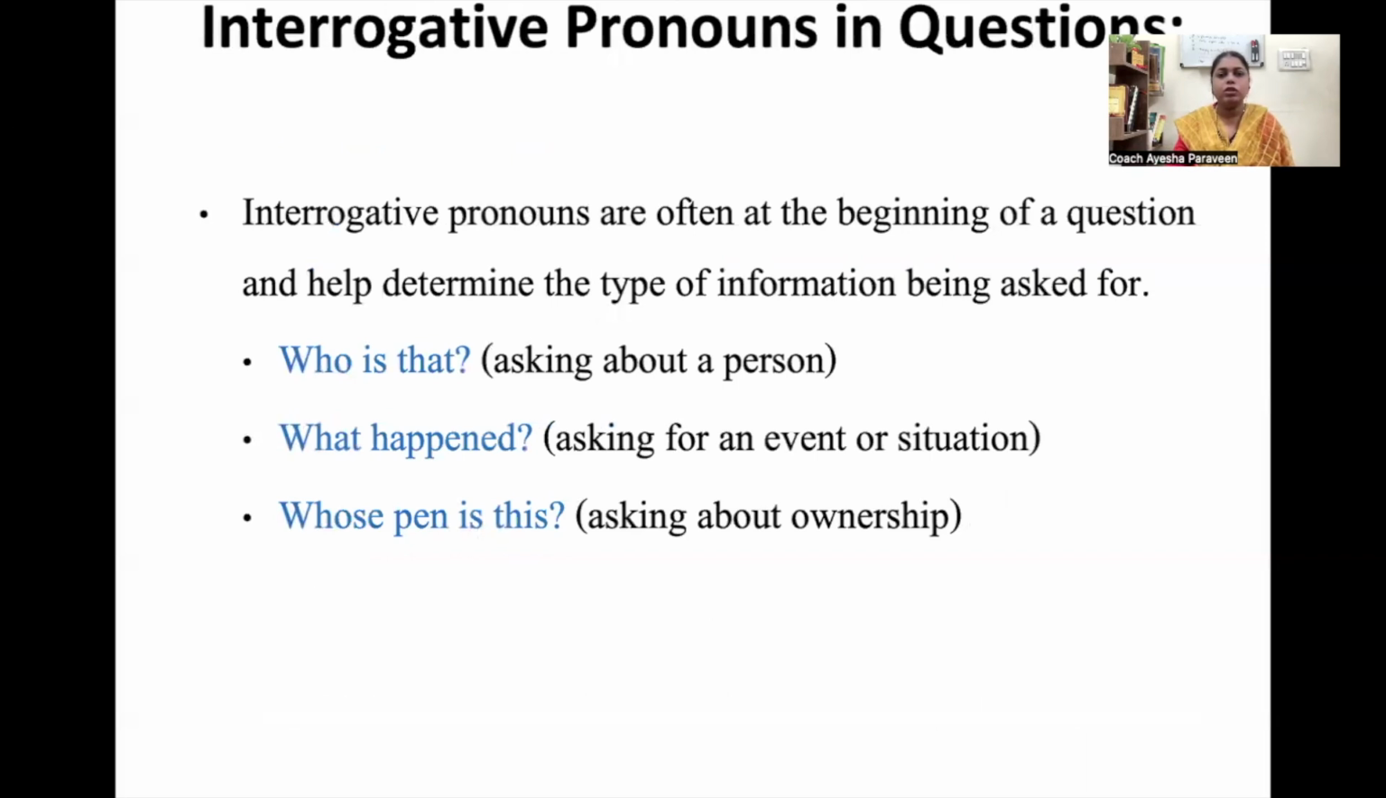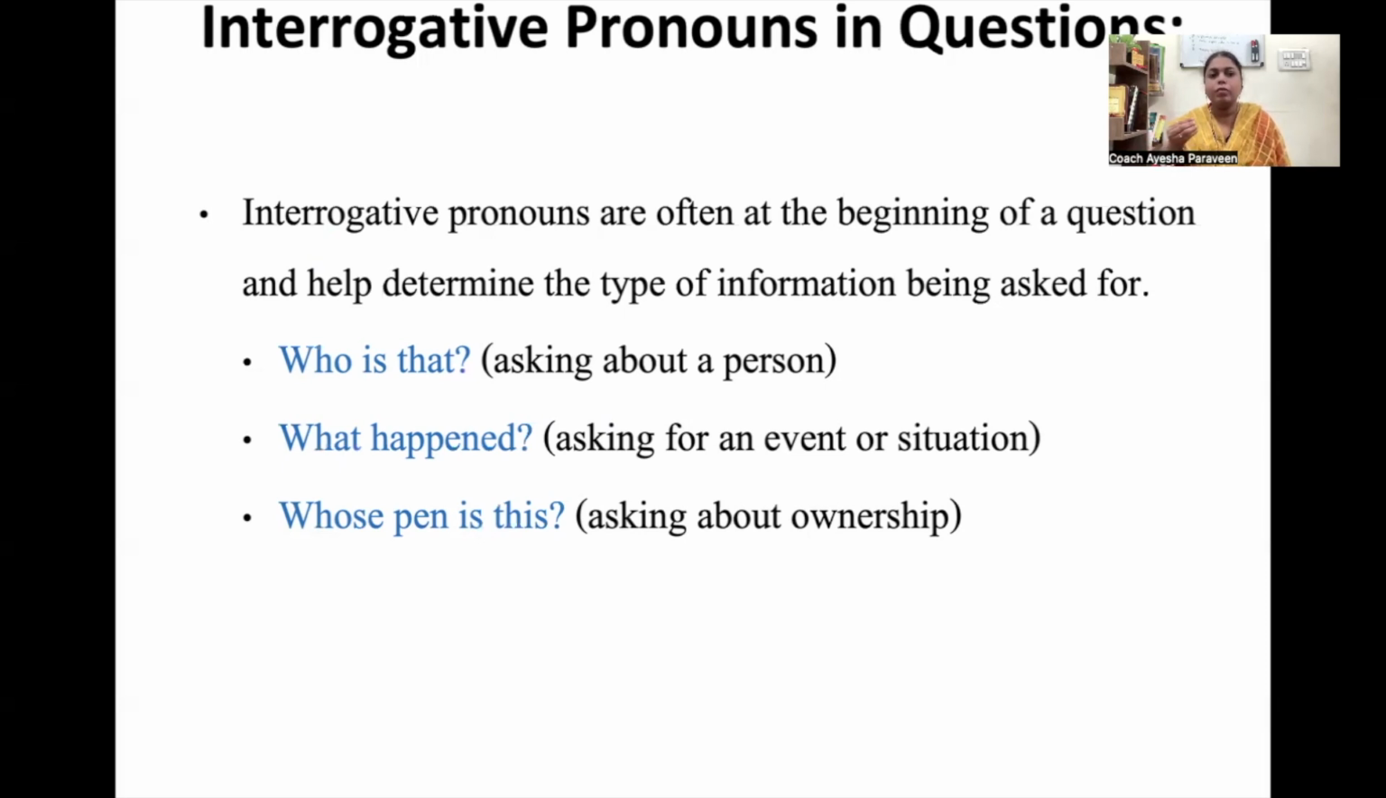Interrogative pronouns in questions. Interrogative pronouns are at the beginning of a question. Often at the beginning of a question, they help determine the type of information being asked. Why do we use interrogative pronouns? Because we want to specify, we want to make clear what kind of information we are asking.